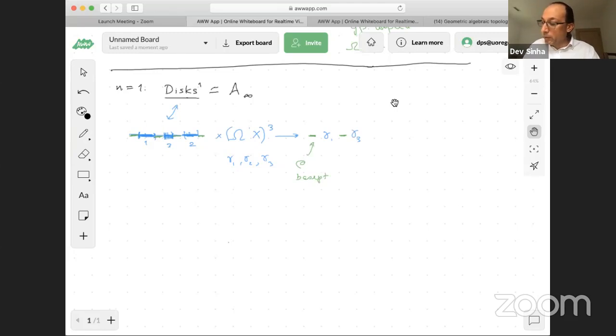This is just to be consistent across the different n. If all you cared about were single loop spaces, you could forego this formality and just assume that you're going to plug them in the order they come. So that establishes 1 for n equals 1. And the consequence is that the homology of loops is an associative algebra.